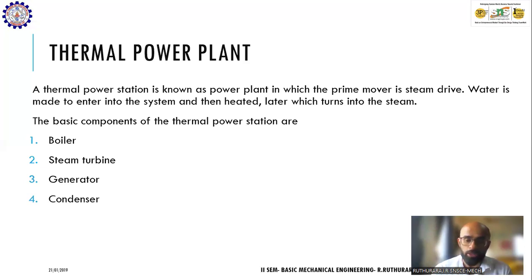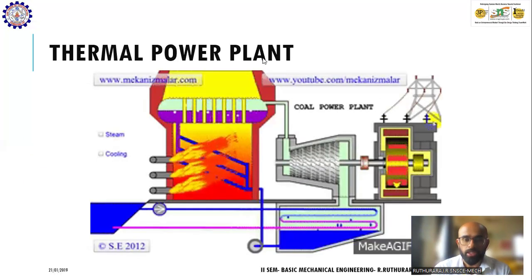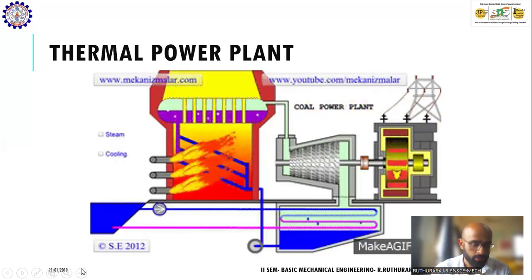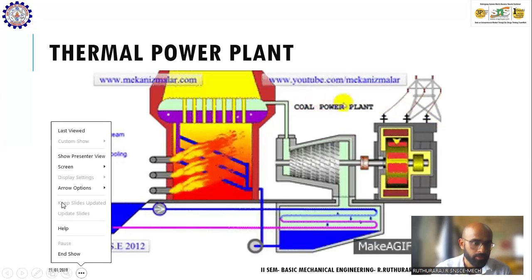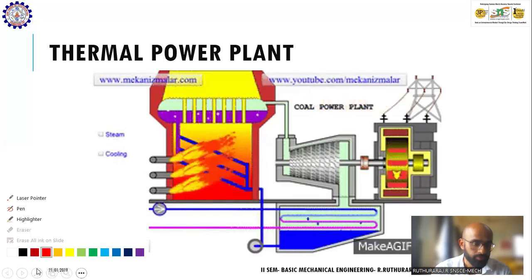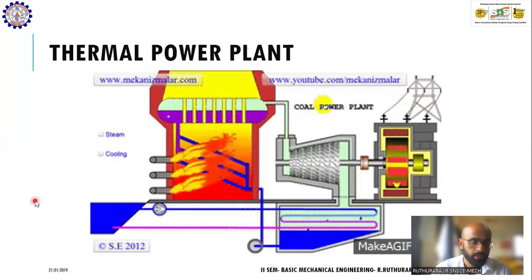So what are the major components of this power plant? The first major component of the power plant is the boiler, followed by the steam turbine, generator and condenser. So we'll see the working of each part one by one. So this diagram would clearly explain the working of the power plant. So we'll start from the leftmost side. One minute, I will open the pointer. Yeah. So we can start from this part.